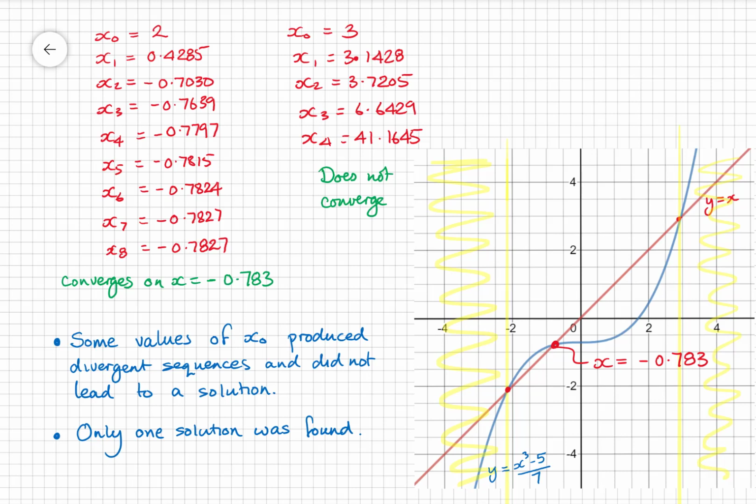It's the gradient of the g of x function, x cubed minus 5 all over 7, at those missed solutions that is of vital importance. In both cases there, the gradient of the curve at that point is greater than 1. It's steeper than the line y equals x, whereas the gradient at the middle solution that is found is less than 1. You can see from the graph that it is less steep than the line y equals x, but more on all of that later.